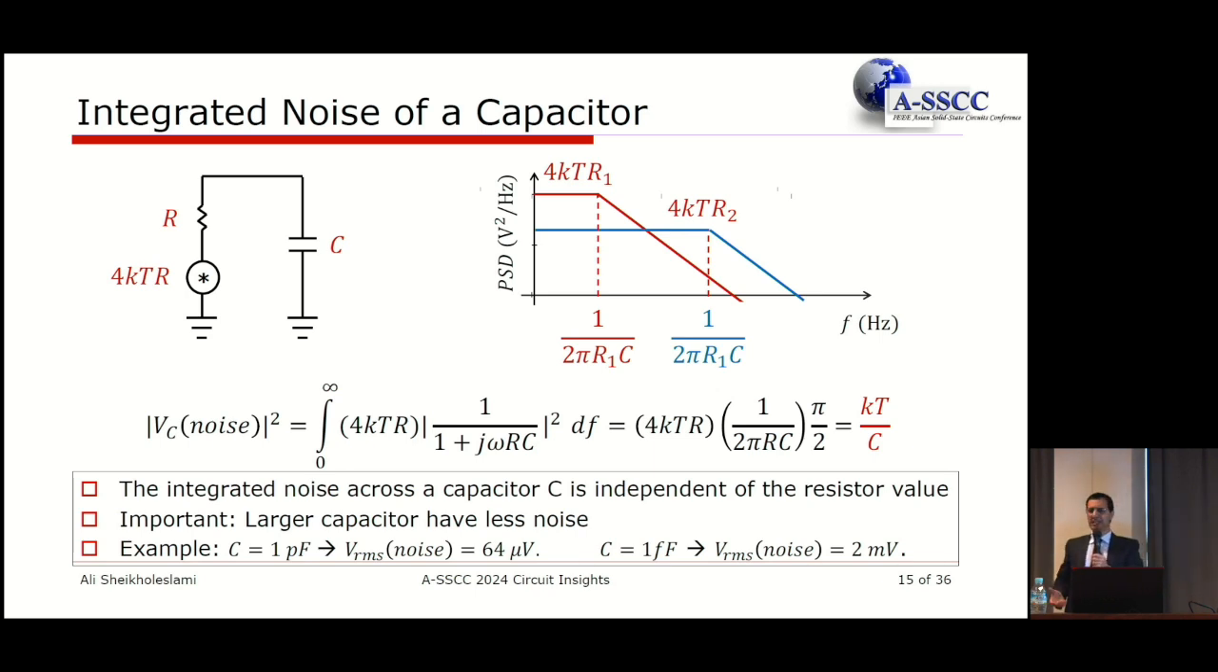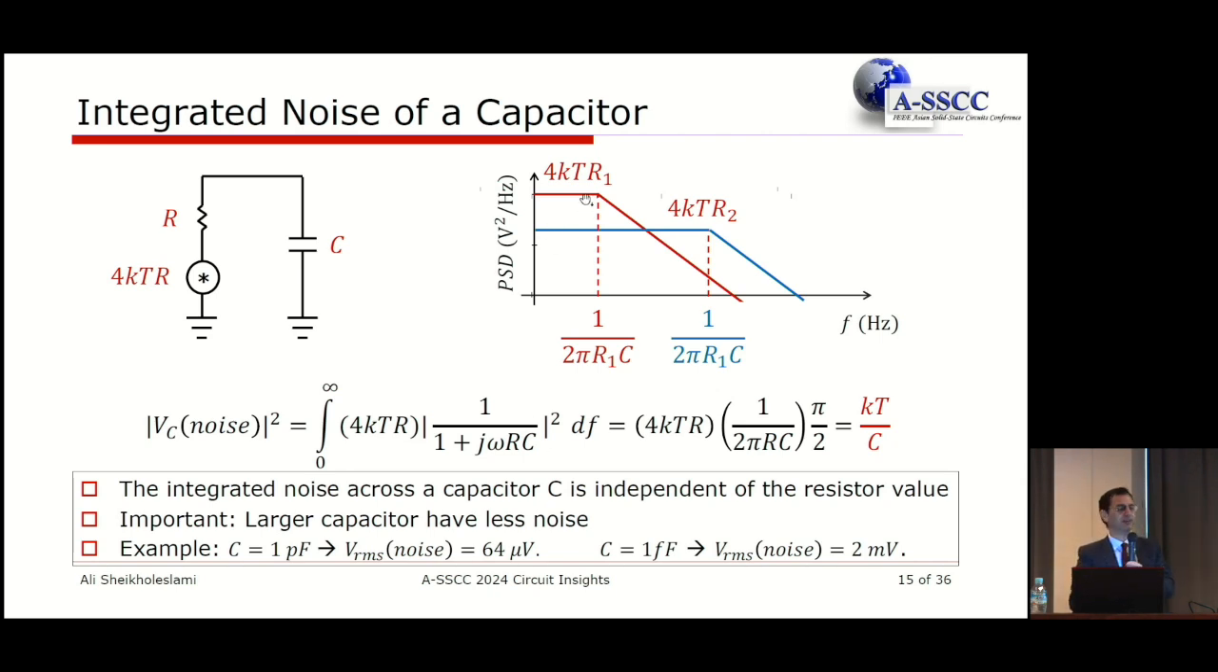Now let's see what happens if you put this resistor in parallel with a capacitor. A capacitor turns out not to have any noise of its own, but it always integrates the noise of the wire or any resistor that is connected to it. As a simple example, the transfer function from here to the output across this capacitor is going to be 1 divided by 1 plus j omega RC. If you take the magnitude and square it, and multiply it by the power spectral density of the noise of the resistor, you need to integrate this quantity to get the total noise integrated across that capacitor. I'm showing that symbolically on this graph.